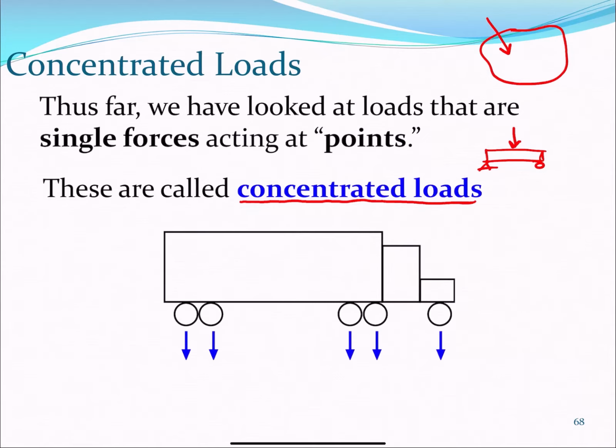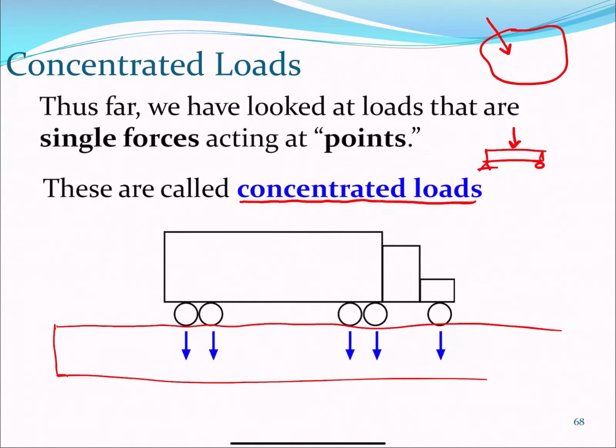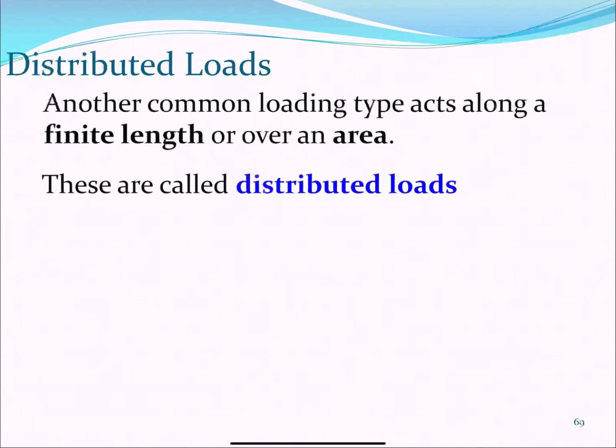For example, if you are thinking of this truck crossing a bridge, each of the tires, each of the wheels, places a concentrated load on the bridge. So this is a source for these concentrated loads acting on this beam. And there is another common type of loading. For example, these loads act on a finite length or over an area. These are known as distributed loads.